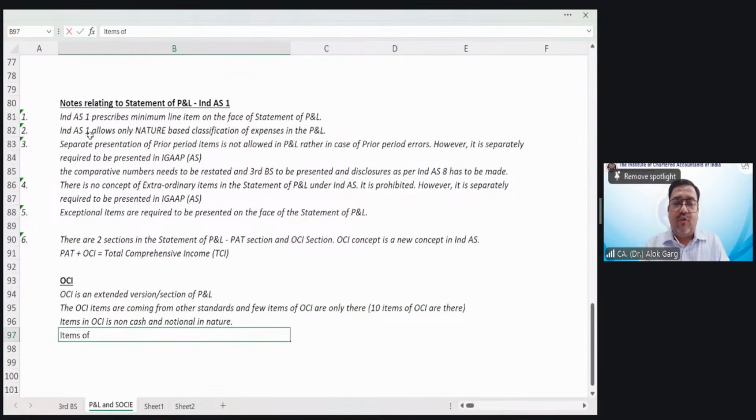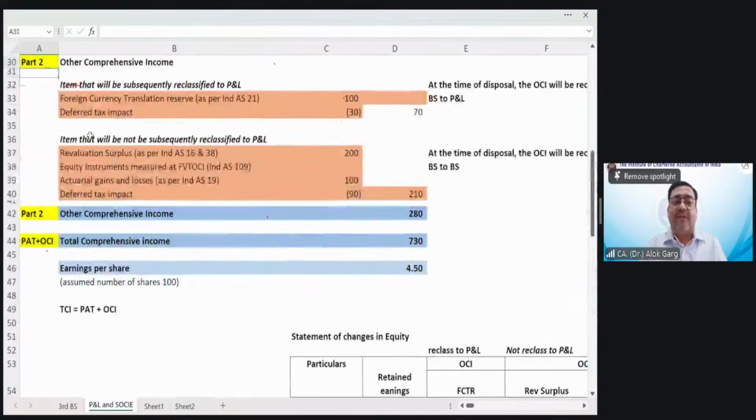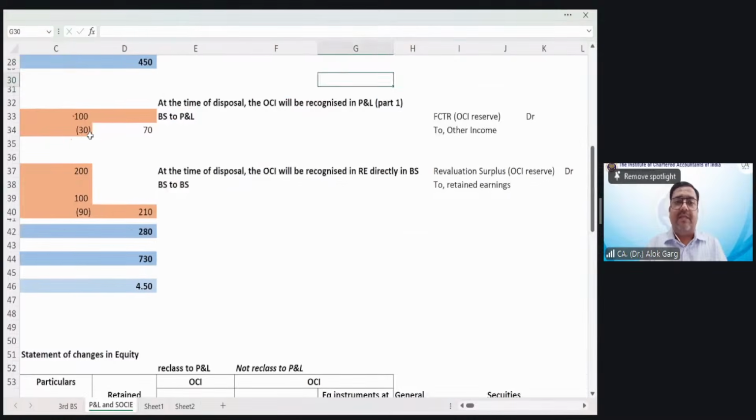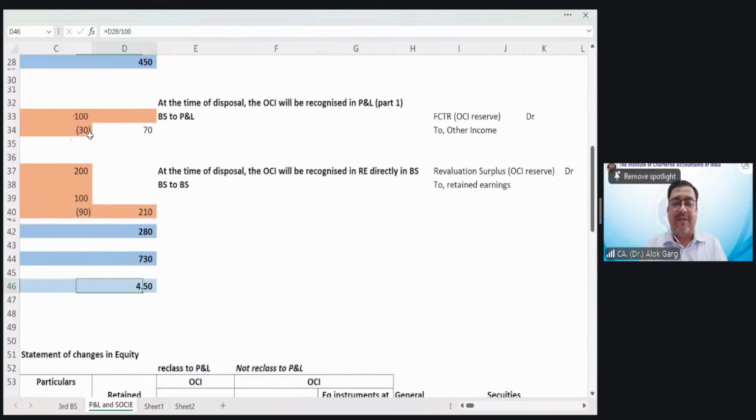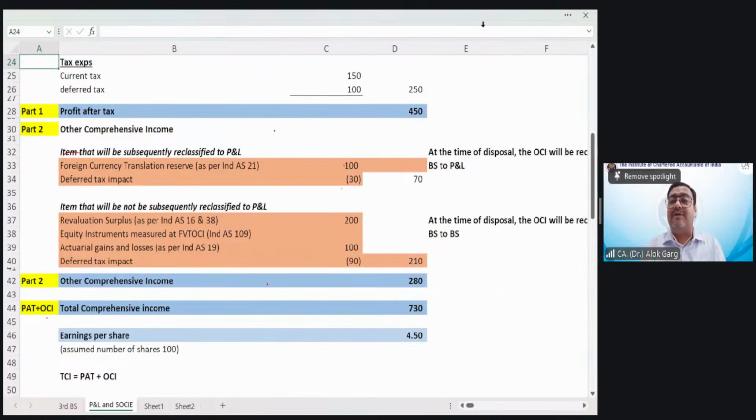Items of OCI are similar to reserves in nature, right? So that is why I'll show it as a part of other comprehensive income, and that is why, my dear friends, the earning per share which I am show is not on total comprehensive income. The earning per share is also computed on profit after tax. Earning per share is computed on PAT, not on TCI.